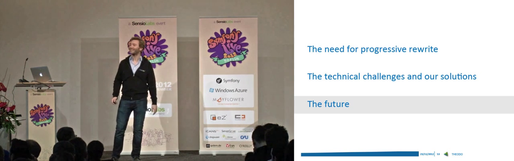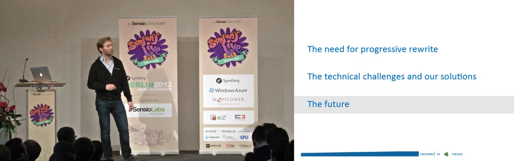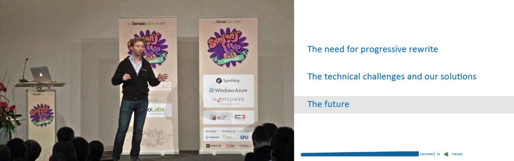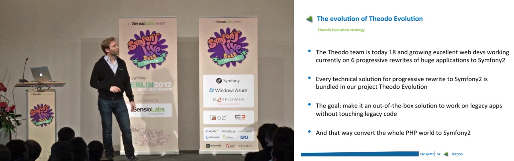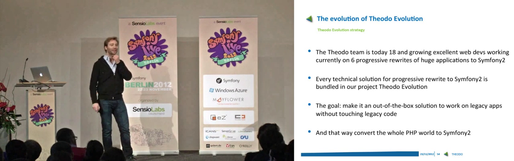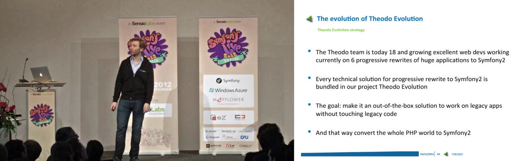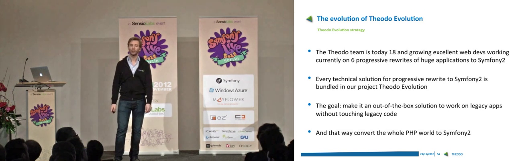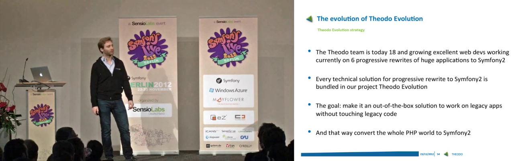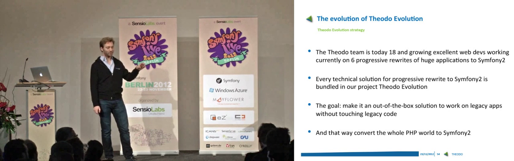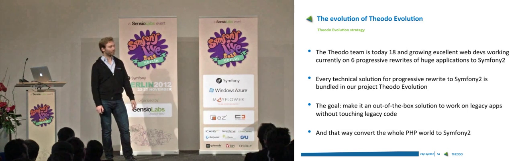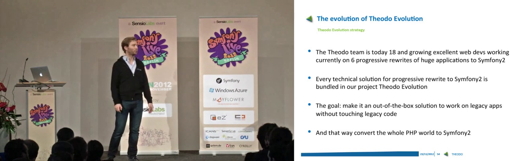So now, as you've seen, the solutions are all magical, but I think we've tackled all the interesting aspects of progressive rewrite. So what does the future look like? At Theodo, we are today 18 and growing, excellent web developers, and we're currently working on 6 progressive rewrites of huge applications to Symfony2. So we're really collecting interesting experience on these aspects. And what we're trying to do is that every innovative and interesting technical solution that we find, we bundle in our project that we call Theodo Evolution.